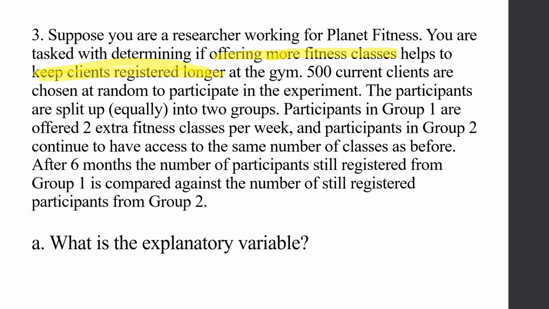500 current clients are chosen at random to participate in the experiment. The participants are split up equally into two groups. The people in group 1 are offered 2 extra fitness classes, so they're getting the intervention or the treatment. All right, so that's our treatment group. And the participants in group 2 continue to have access to the same number of classes as before. All right, so that's our control group. After 6 months, the number of participants still registered from group 1 is compared against the number of still registered participants from group 2. What is the explanatory variable?